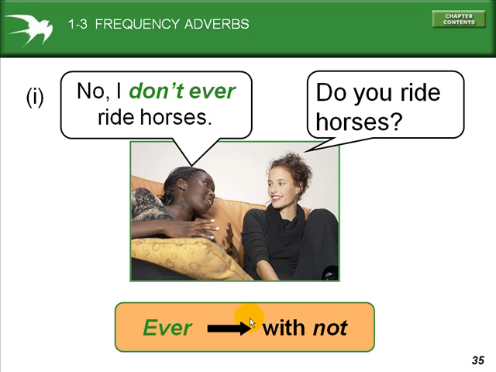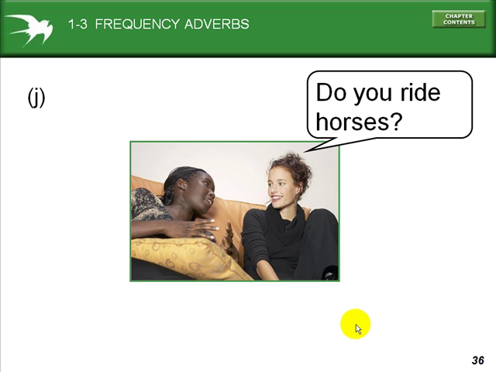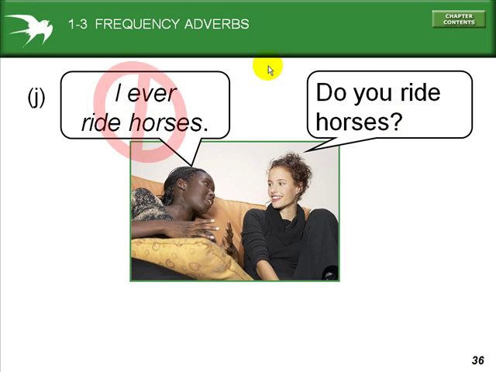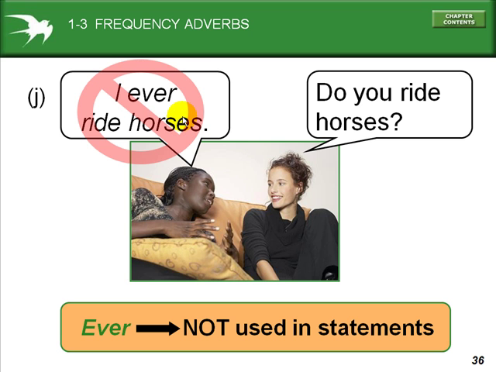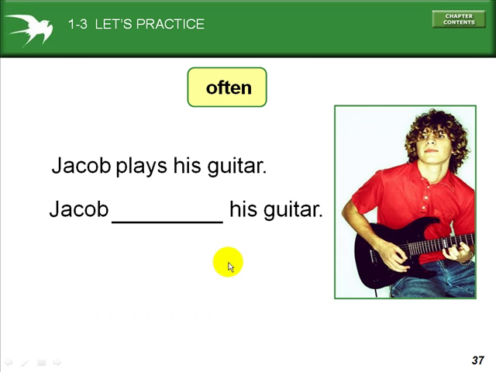We also use ever with not. Do you ride horses? It is incorrect to say I ever ride horses. Ever is not used in statements.